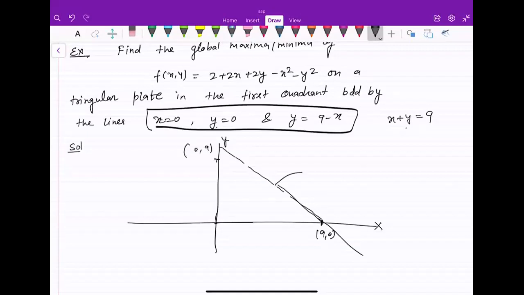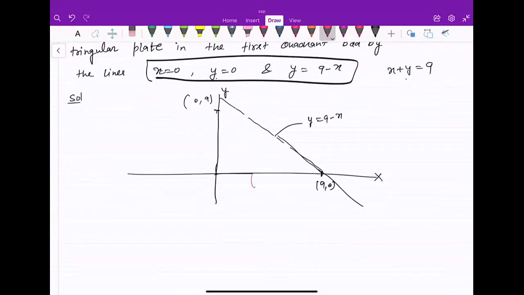So this is the equation of the line, that is y equal to 9 minus x or x plus y equal to 9, whatever you want to write. Okay, so here it is.